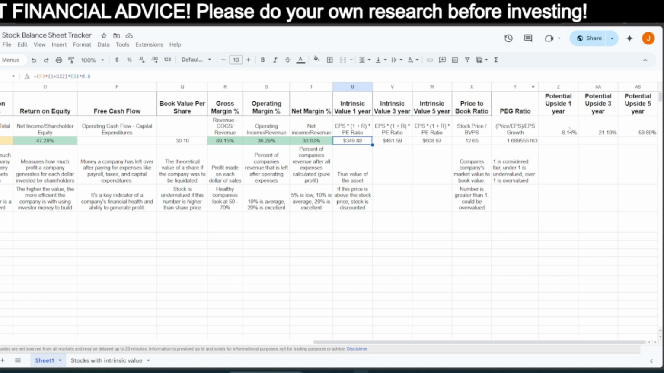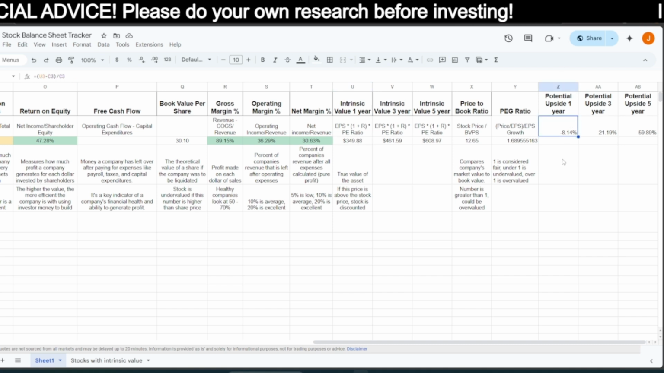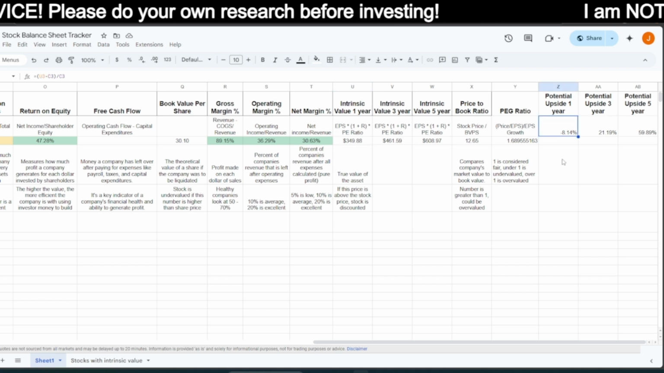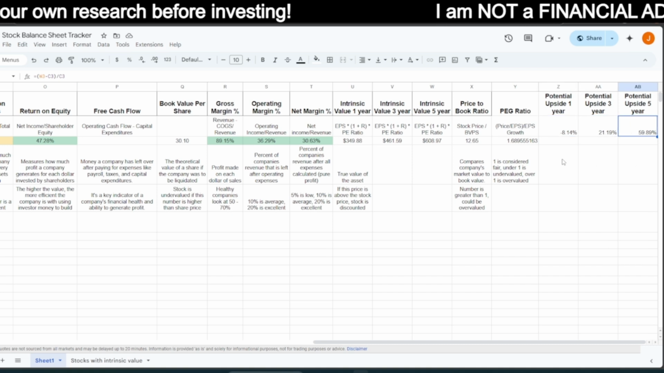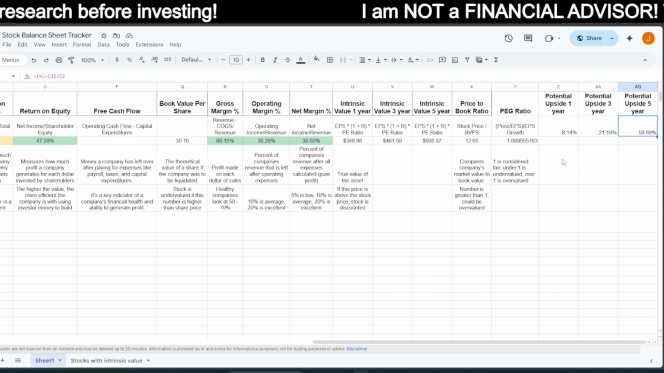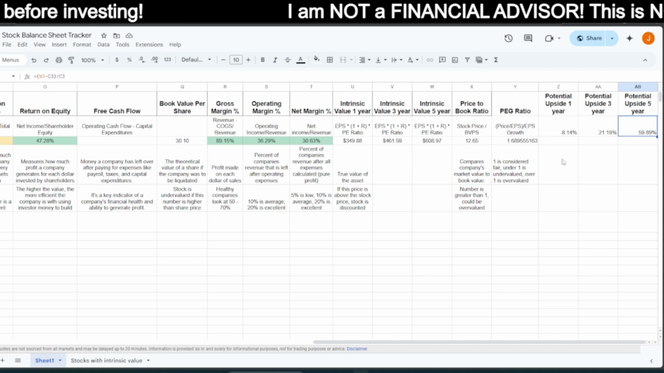As you will see right now, Adobe has a potential upside of about 10%, by being down about 8%. 3 years up 21%, 5 years up almost 60%. And so, saying, well, okay, Fridge, what do I do with this information?